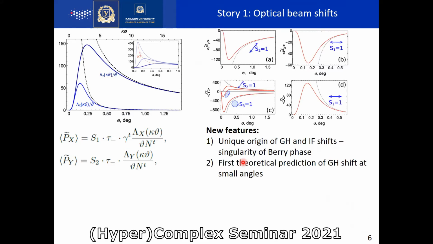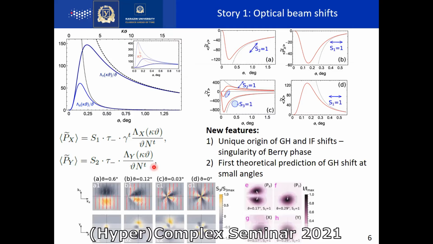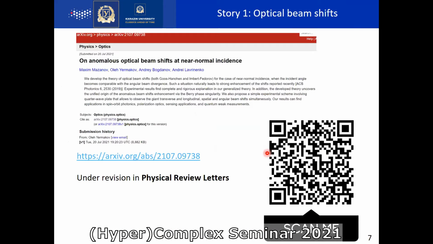And the second story is that we show that Goos-Hänchen shift is possible at very small angles, because according to the standard theory, it happens only after the critical angle of total internal reflection. So these are quite large angles. Here we see it at small angles. And here are also some very interesting polarization structures of this shift, but I will maybe skip it. Currently this work is available in the archive and under revision in Physical Review Letters.